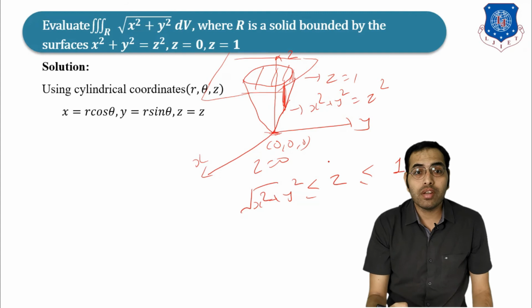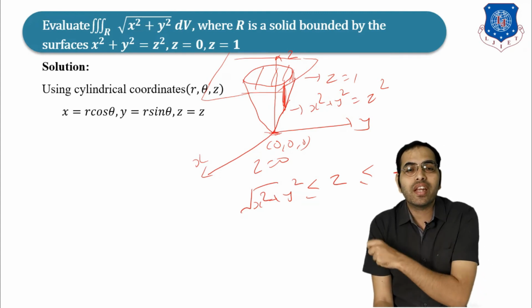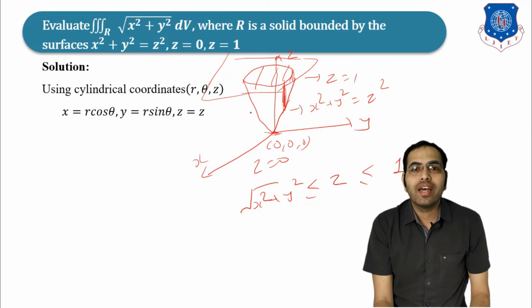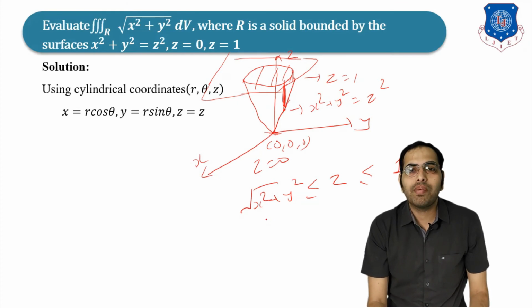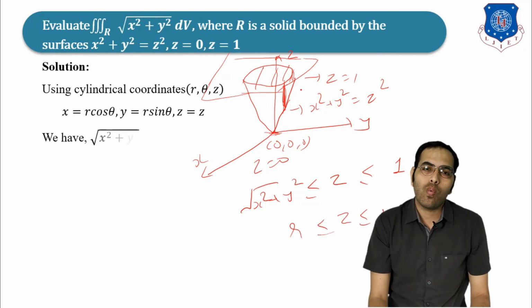Now we convert this Cartesian coordinate system to cylindrical coordinates. Replace x as r cos theta and y as r sin theta, and z is kept as it is. Then r square cos square theta plus r square sin square theta, where cos square plus sin square is 1, gives square root of r square, that is r. So z varies from r to 1.